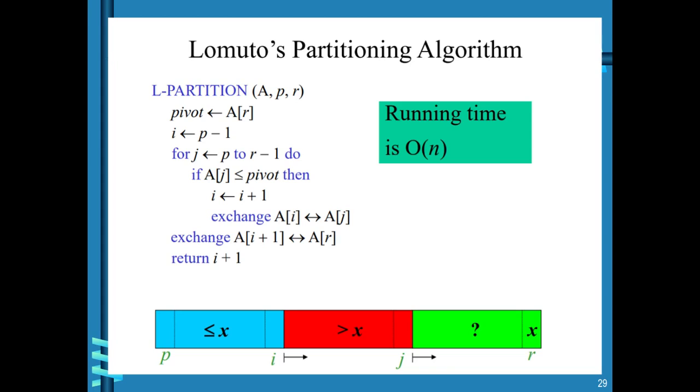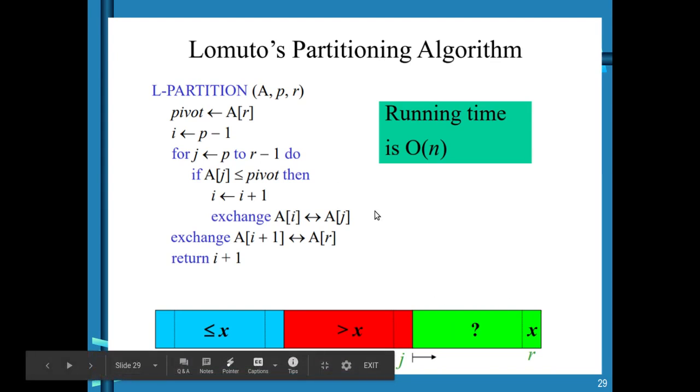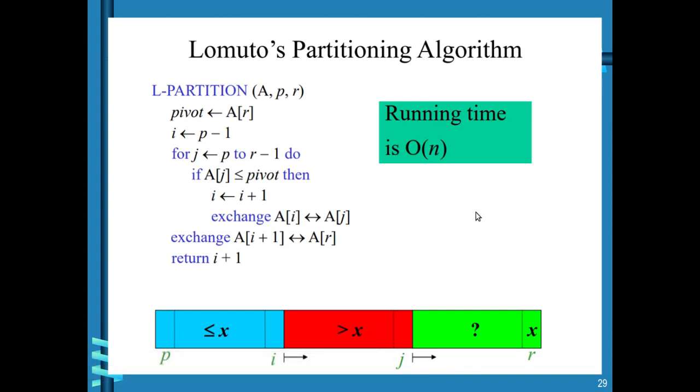So Lomuto's partitioning algorithm is as follows. And it has a runtime of big O of n. So this is much better than n log n. So the idea is here. You take your pivot, usually you start R at the very end, and you start to partition your array such that the section at the beginning is anything that is less than or equal to it, and then everything in this red partition is going to be greater than it.